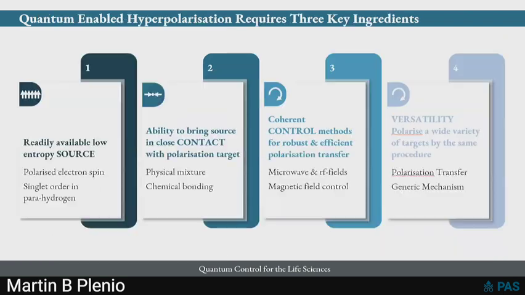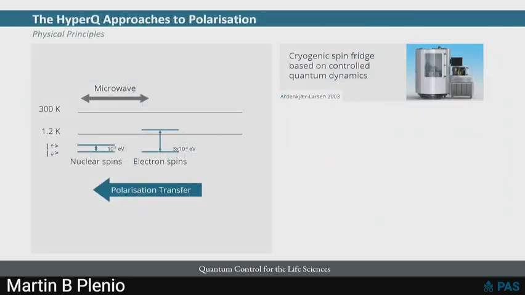So how could you go about this? Well, what you need for this is you need a readily available source of low entropy, so a coolant, basically. And then you need to bring it in close contact with your target molecules. And then you need to control the dynamics in such a way that you can transfer the entropy from the coolant onto the target nuclei. And this procedure has to be really versatile, so you don't want to have to invent something new for every molecule that there might be.